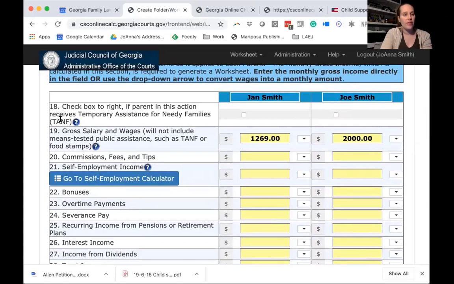A really important thing to note is that this is gross, so that is before taxes. A lot of people get mad about that because they're like, well, I might get paid $1,269 a month, but I really only take home $800. Doesn't matter. That's taken into account in the numbers. It's gross salary and wages.